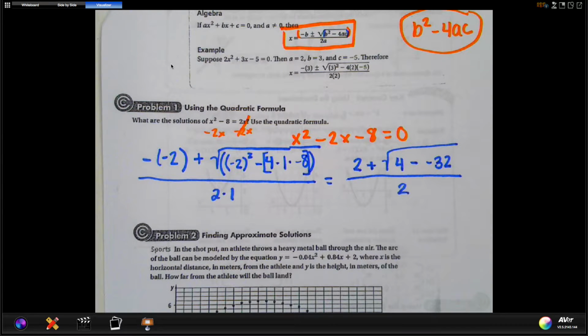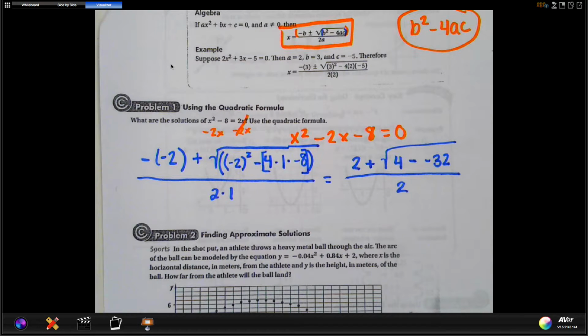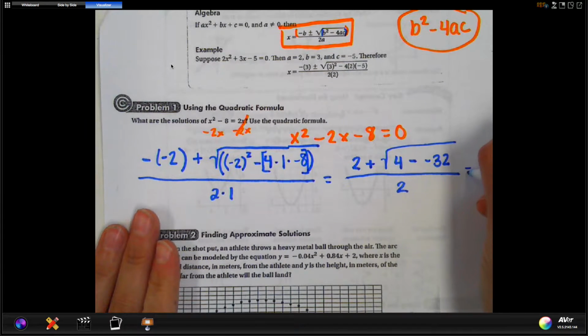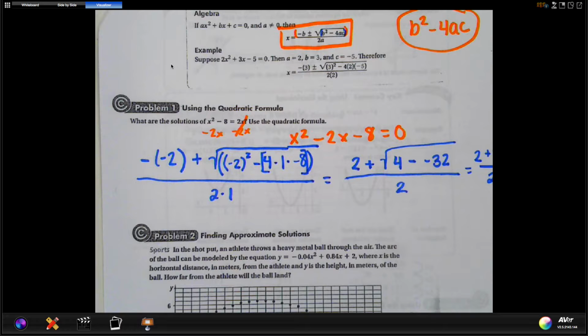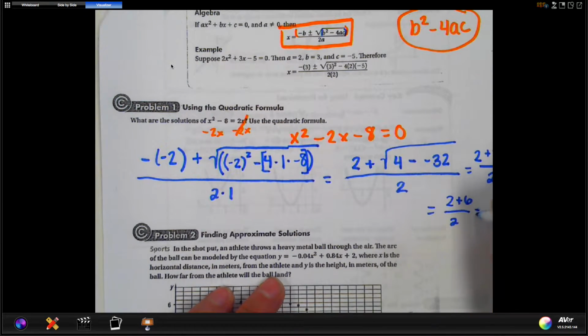I know we should have had more space here. So what is 4 minus negative 32? What does minus negative mean? Add, right? So it's really like 4 plus 32. So now we have 2 plus the square root of 36, all divided by 2. What's the square root of 36? 6. So my first answer is going to be 2 plus 6 divided by 2, which is 8 divided by 2, which is 4.